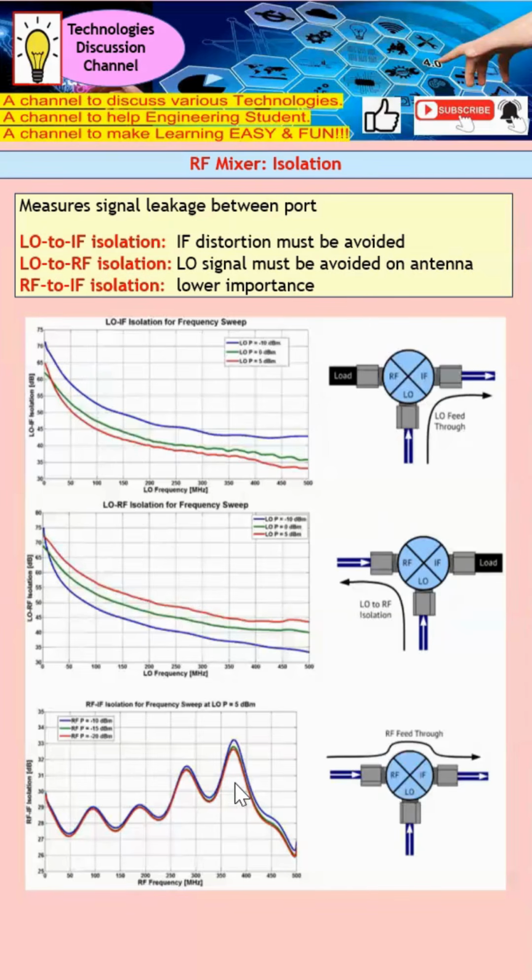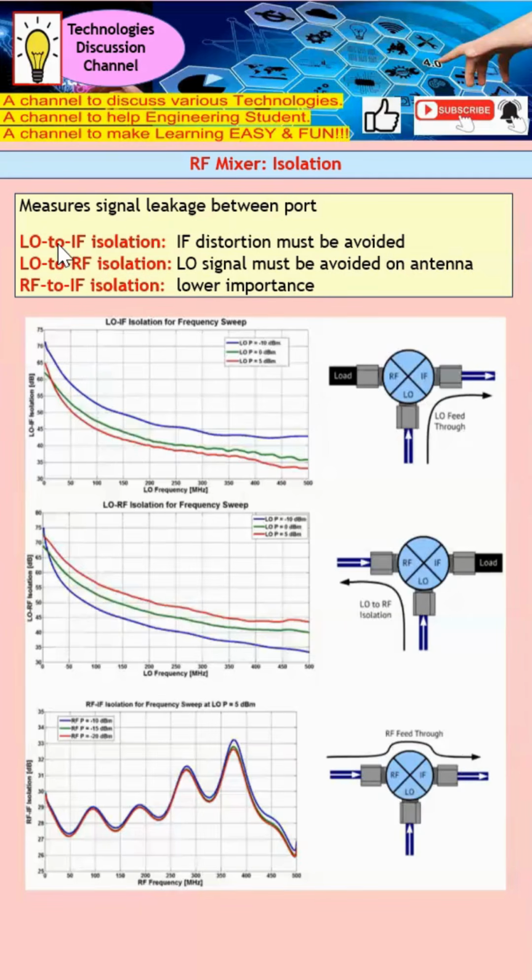While for this RF to IF isolation, it is less important. Why? Because this is what we want. We want the RF signal to be able to appear at the IF without changing the shape and the size of the signal. We only want to change the frequency. So this is the role of a mixer. We want the original signal, its shape and size, to remain intact from RF to IF with only the frequency changed.